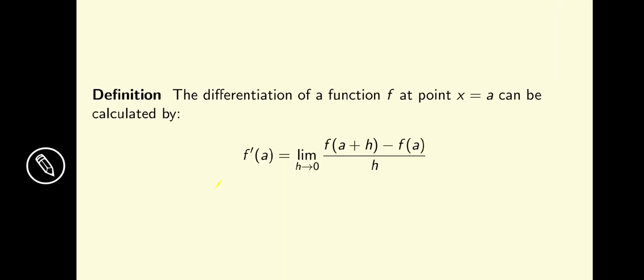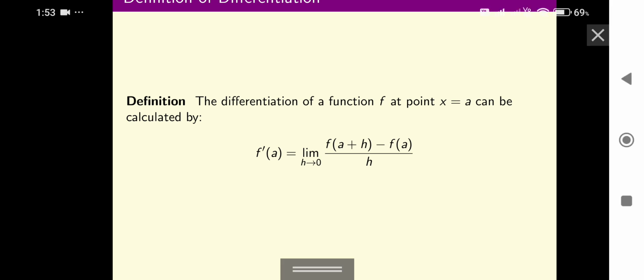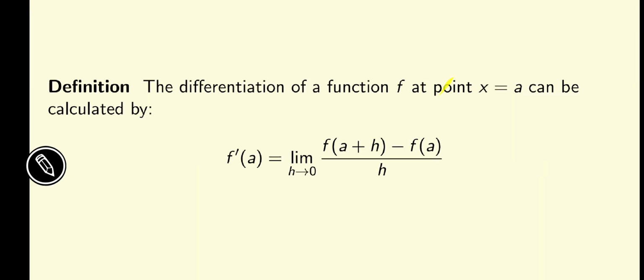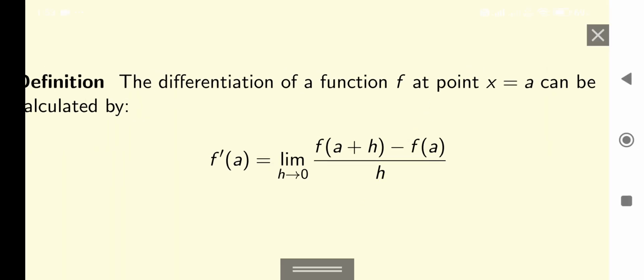So first of all, the definition of differentiation. The derivative of a function f at a point a can be calculated by this limit. Here we have to find the derivative at a, so we'll evaluate the limit as h tends to 0 of f(a plus h) minus f(a), divided by h. In place of a, if it is b, then we'll write the limit as h tends to 0 of f(b plus h) minus f(b) by h. So according to the point, whatever point is there, we'll write the definition accordingly.